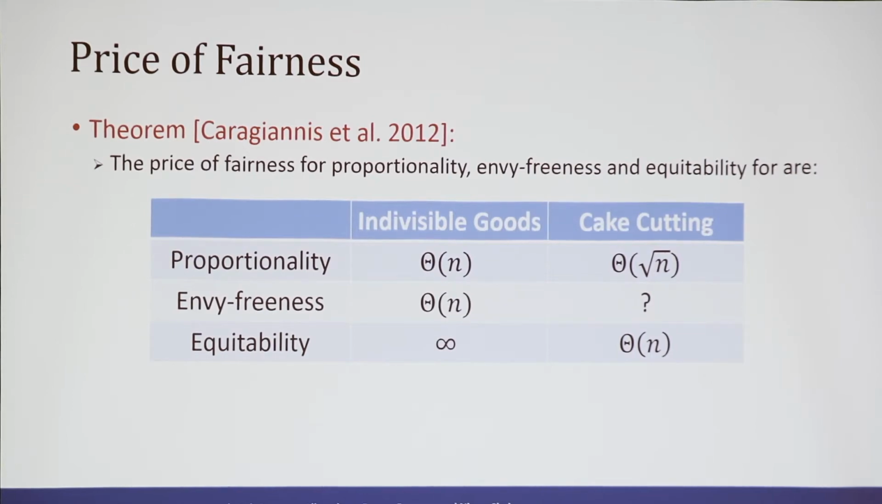Okay, so we can contrast some of these price of fairness results to the equivalent results in cake cutting. So it turns out that for indivisible goods, rather unsurprisingly, the price of fairness is generally worse than the price of fairness for cake cutting. That's just because fairness is a harder property to achieve when you have indivisible goods. So for proportionality, we get theta of n rather than theta of root n. For equitability, we get infinity rather than theta of n.